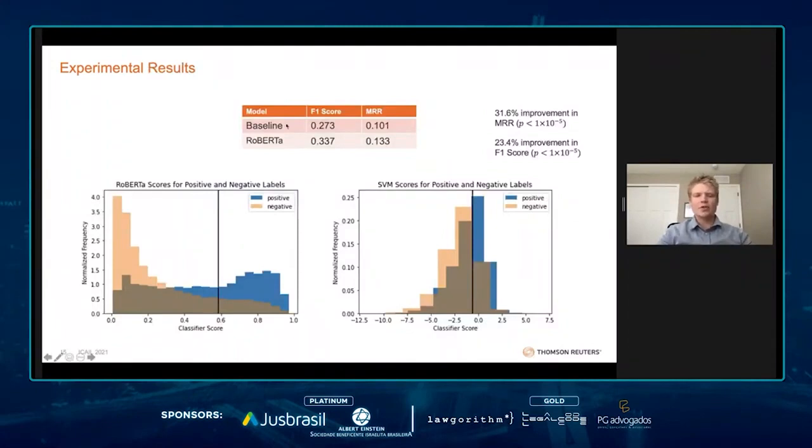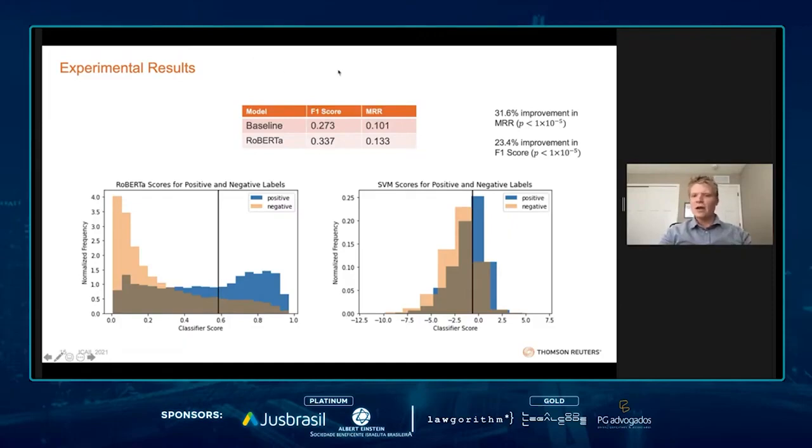As you can see, we have our 2 distributions below. The first distribution is the RoBERTa scores, so the type of transformer that was used for the experiment. As you can see, there's more blue-orange separation, which is what you want to see. And the black line is the optimal decision boundary over the test data. And then for the SVM, you can see the blue and the orange are closer together, which is not quite as ideal.